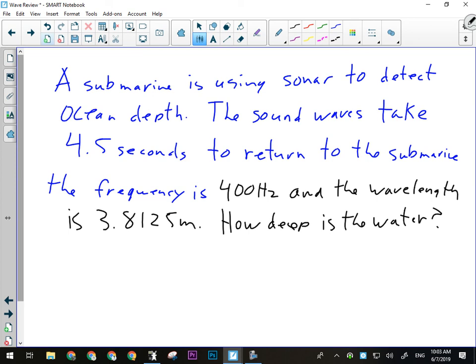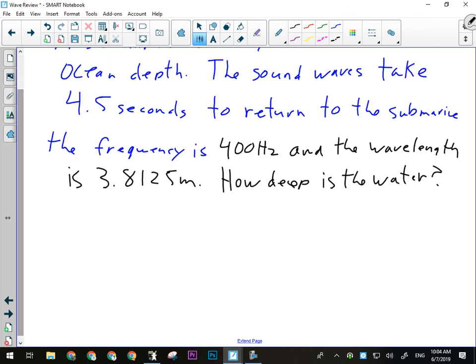Okay, so a question like this is an echo question because we're using sonar, which uses pings. They send out a ping, it travels down to the ocean floor, reflects off the ocean floor, comes back, and they detect the ping. The frequency is 400 hertz, the wavelength is 3.8125 meters, and it takes 4.5 seconds to return to the submarine. If I want to find the depth of the ocean, I'm going to have to use v equals d over t for that, but what do I not have?